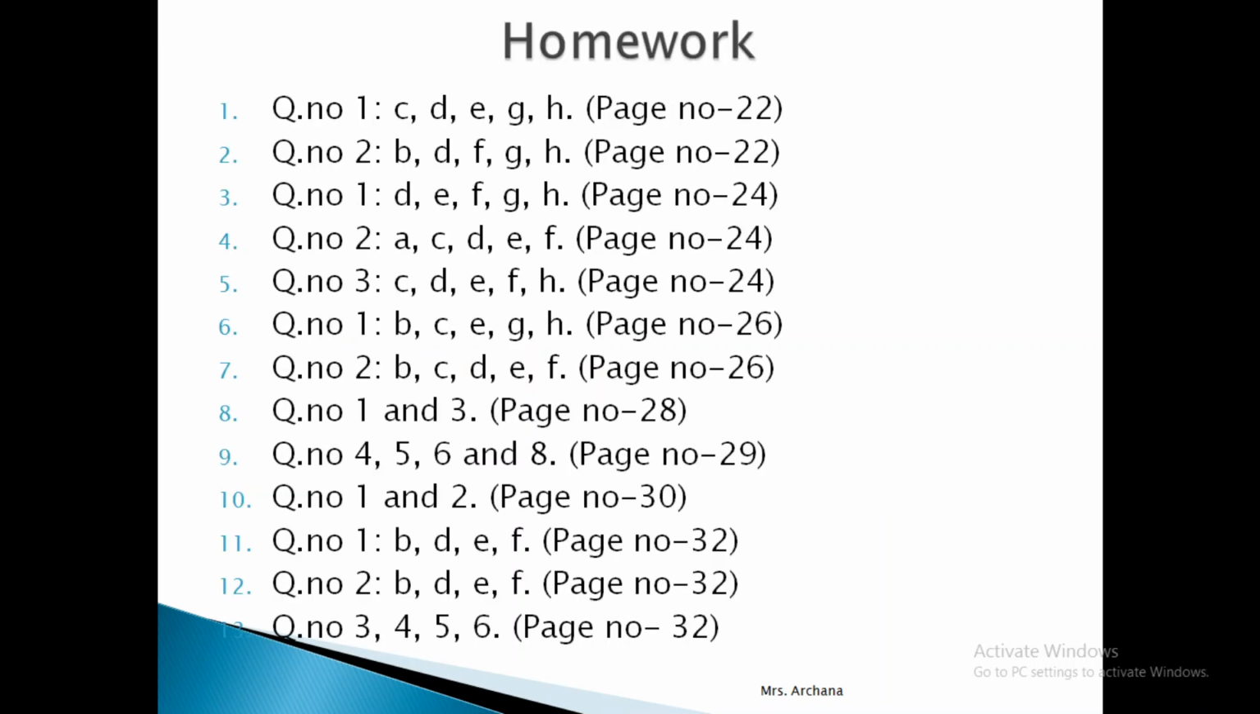And this is the homework section. You have to do this homework in your homework copy and keep it safe. When school reopens, I will check. And those who don't know from which book I am teaching, the book is Cambridge Connection Mathematics for class 3.